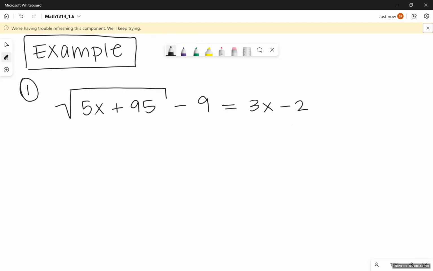Okay, so let's solve it. The first step was to isolate your radical term, whatever it is that's in a radical. Whether it be square root, cube root, fourth root, fifth root, that right there, that's my radical term.